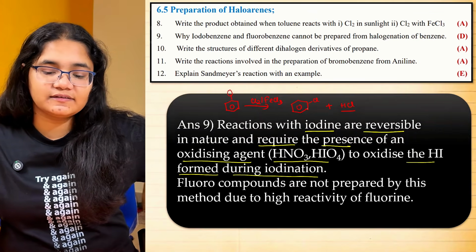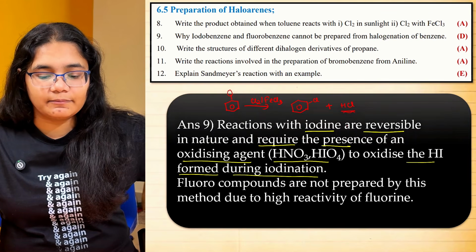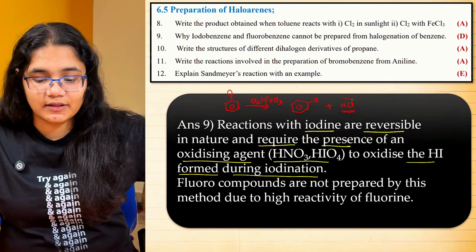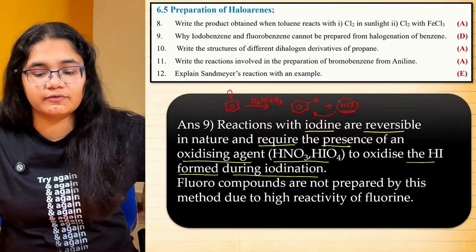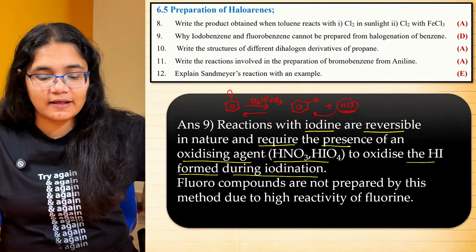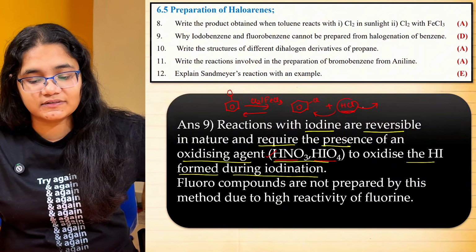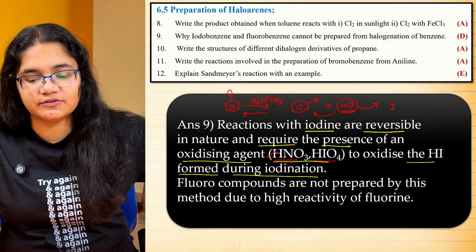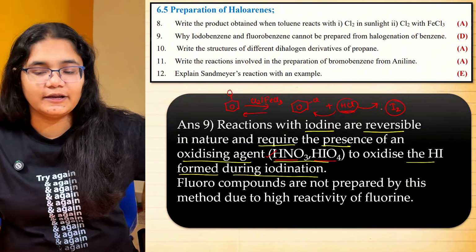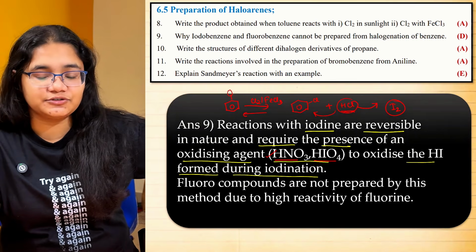Now if the same reaction happens with iodine, here you will get HI, right? So what will happen is the HI can react with this again and give you iodobenzene. That is why you need an oxidizing agent like HNO3 or HIO4, which can oxidize this HI to iodine, meaning you can convert HI to I2. Okay, so that is the point. That is why we do not have iodine reactions easily.